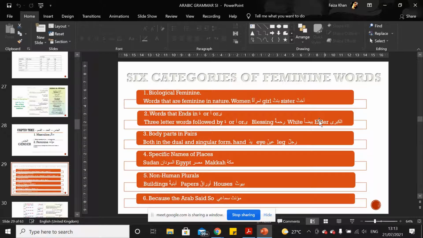Also some specific names of places like Makkah, Sudan, Misr. These names of places are also considered feminine.